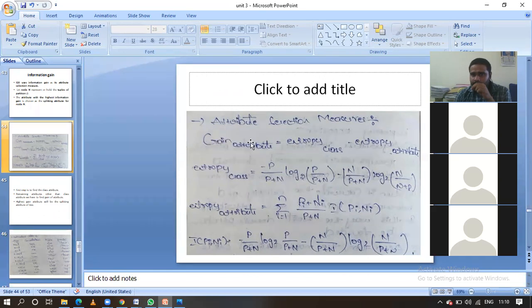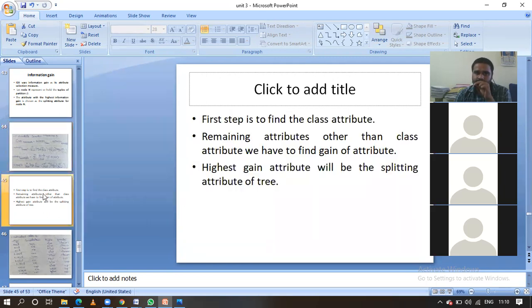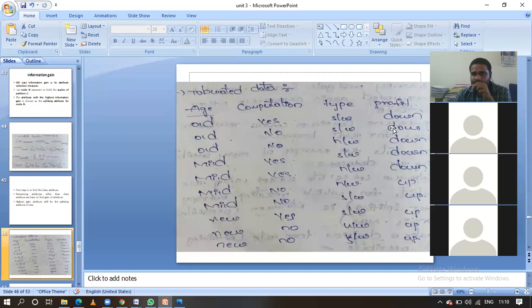Out of these three, the one which has the highest gain, we can take it as the root of that attribute. That is the description here. Okay, the first step is we have to find out the class attribute. In these attributes, what is the class attribute guys? Profit is the class attribute.